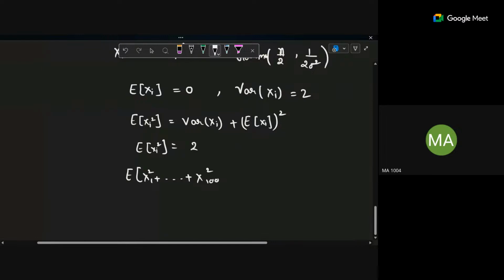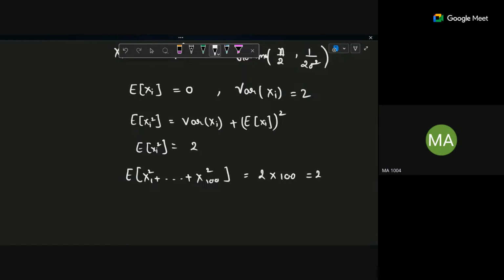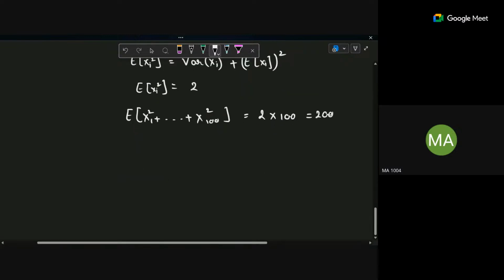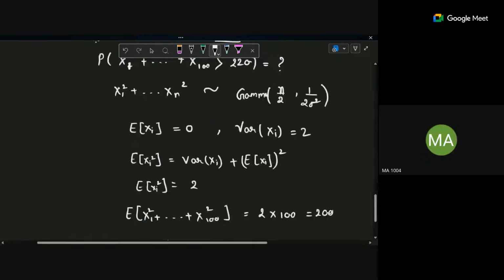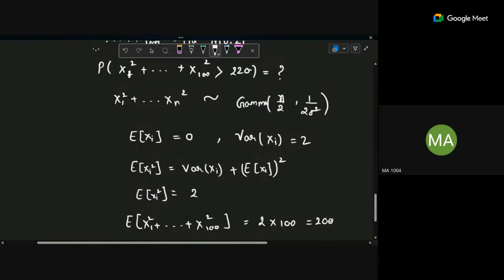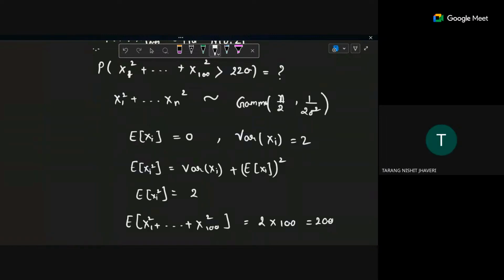So what will be the expectation of x1 square plus up to x100 square? Expectation separates over addition, so this will be 2 into 100, that is 200. How do we calculate the variance of xi square? How did you calculate this? Alpha by beta square. Okay, great. Then what did you get as your answer? We will get 8.